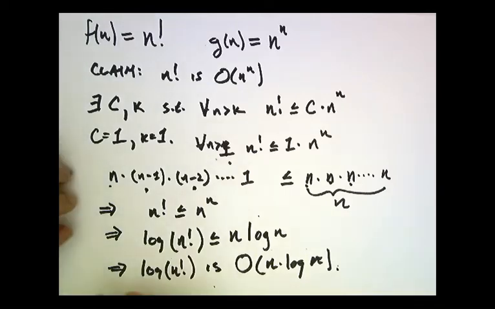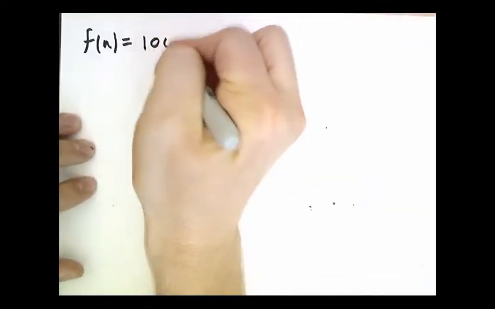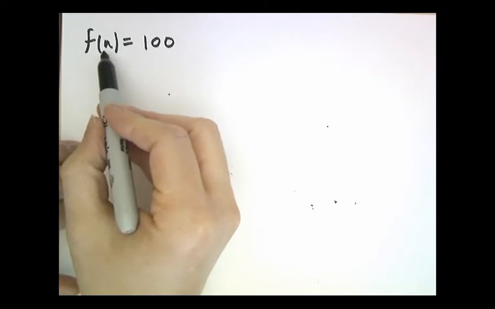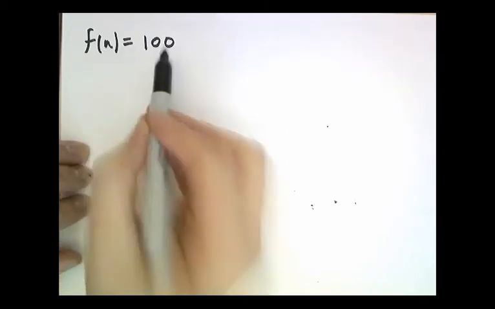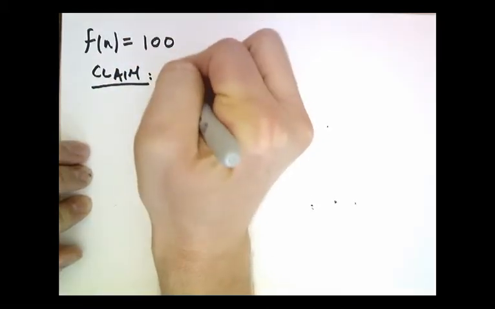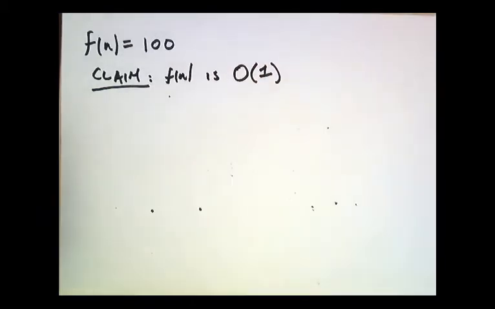Here's a really simple example, but still worth mentioning. Let's say that we have the function f of n equals 100. It's a constant. So for any input length, or for any number n that you put into f of n, you always get 100 out. The claim is that f of n is big O of 1.